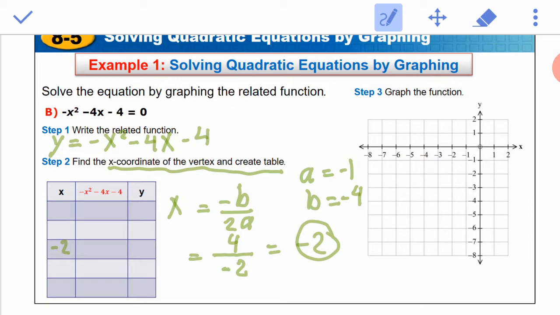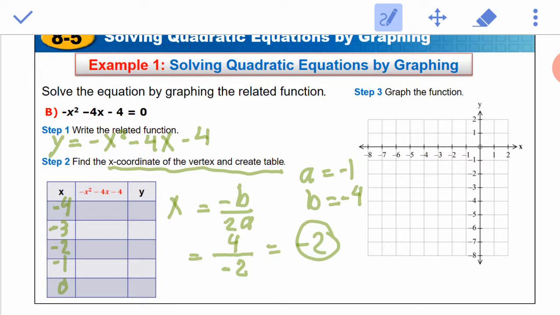5 x values are enough. If you want to do more than 5 values, it's up to you, but at least 5 x values, and the x coordinate of the vertex has to be in the middle. 2 values less than -2, 2 values greater than -2. The 2 values less than -2 are -3 and -4. The 2 values greater than -2 are -1 and 0. So guys, if you're going to use a calculator this time, after you finish writing this quadratic function, you choose to start from -4 and you end at 0.